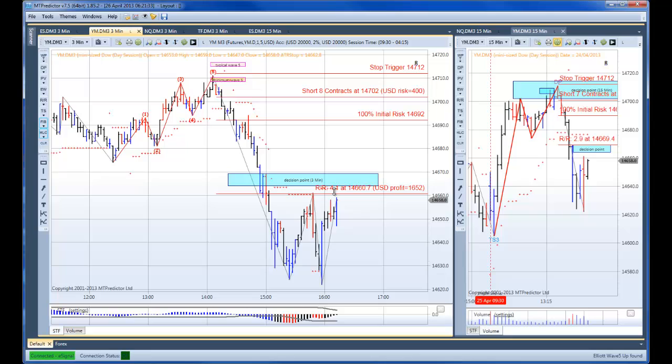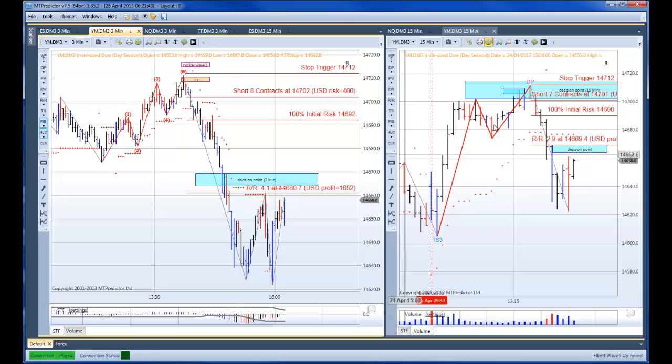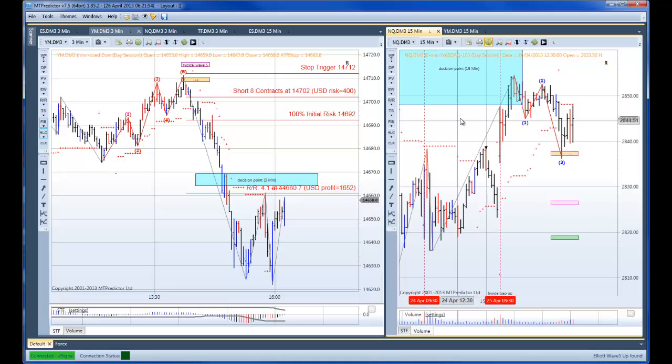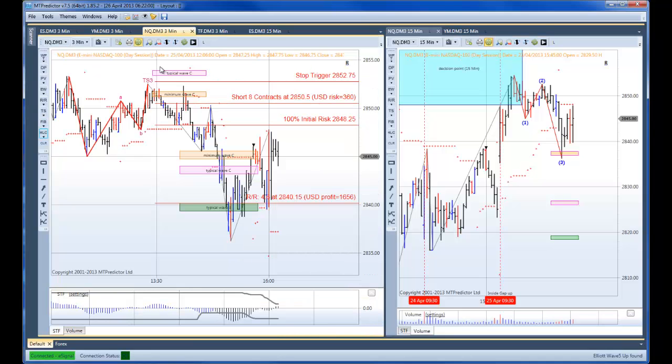So another good example of some advanced analysis in MTPredictor, but it's all based around the larger degree position, so the larger degree charts, and this is what set this up on the YM. The YM going into the 15-minute DP there, and then confirmed by an automatic sell setup coming in as well, and also on the NQ again going into the 15-minute DP, set up our larger degree resistance, which then allowed us on our shorter term charts to take this Holy Grail trade setup.